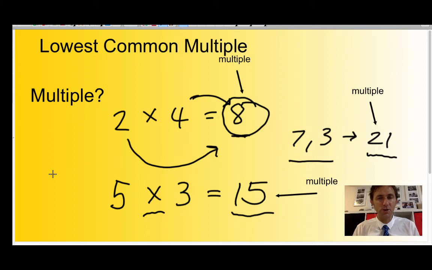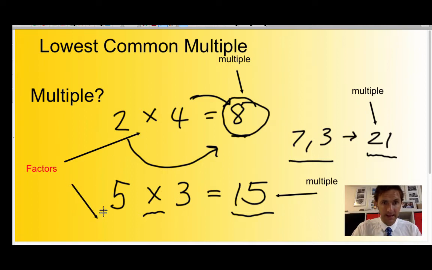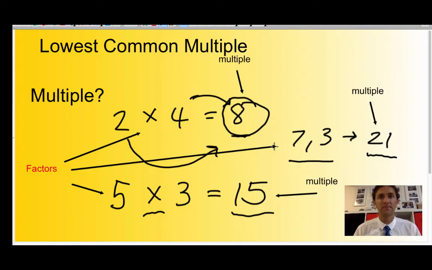Now, because you're up to this activity, I'm assuming you know what these are. I'm not going to go too far into it, but they are, of course, your factors. The factors are the numbers that go into the multiples. So the factors go into the multiples, but the multiples are the big numbers that the factors go into. I hope that makes some sense.